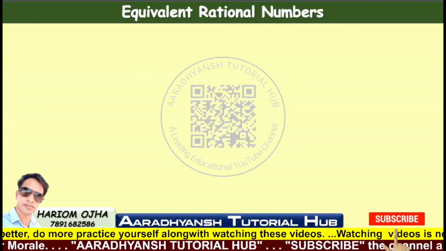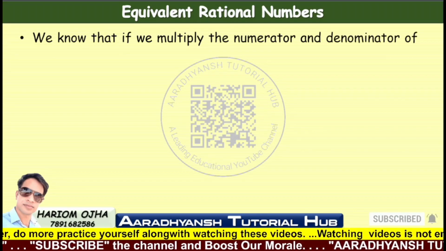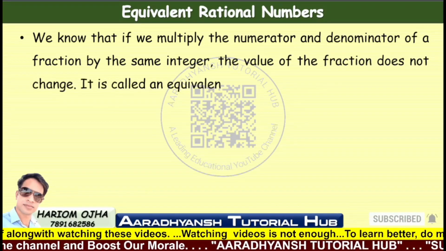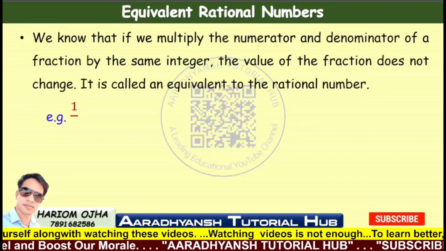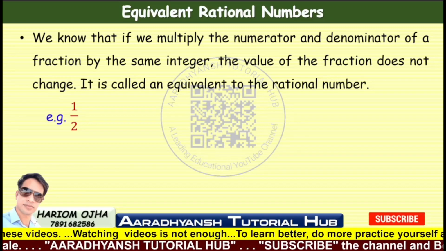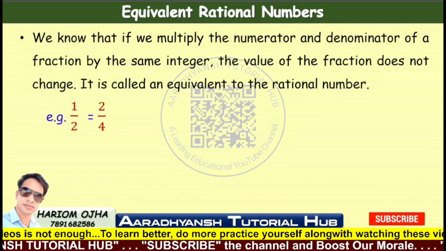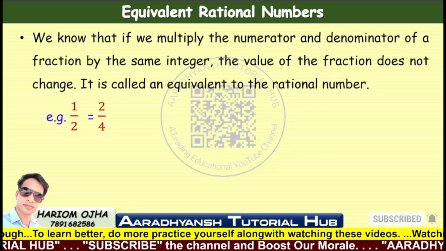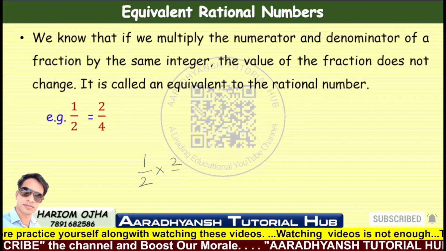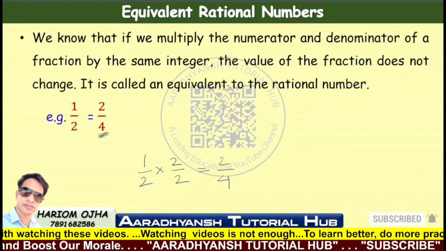Now another topic is equivalent rational numbers. Students, we know that if the numerator and denominator of a rational number are multiplied by the same integer, its value doesn't change. These are called equivalent rational numbers. For example, 1 upon 2 is a rational number and you have to find its equivalent rational numbers. So we multiply its numerator and denominator by the same integer. For example, an equivalent rational number is 2 upon 4. How can we get this 2 upon 4? We multiply 1 over 2 by 2 over 2. Here we get 2 over 4, and now it is its equivalent rational number.